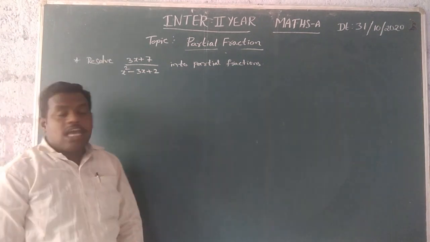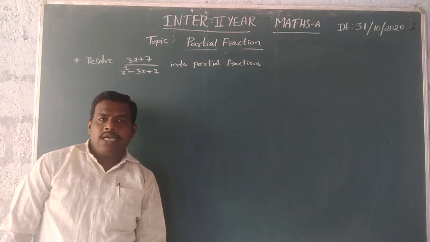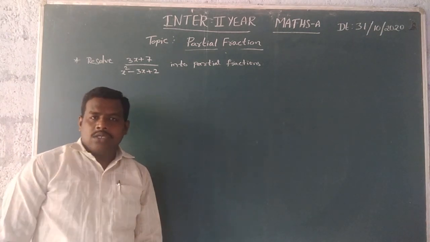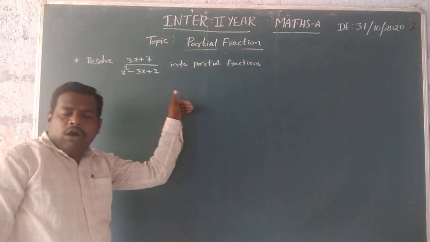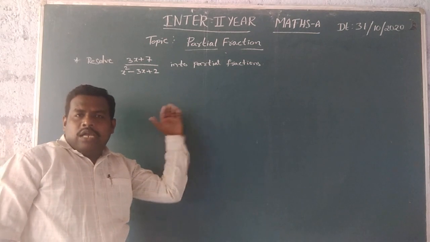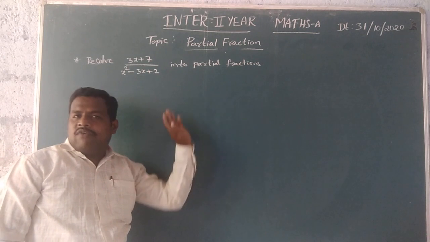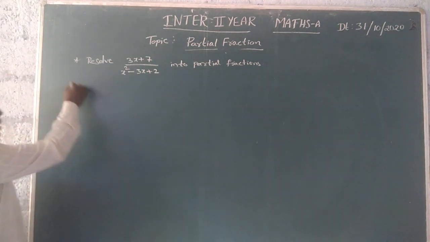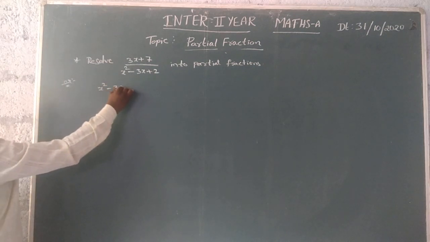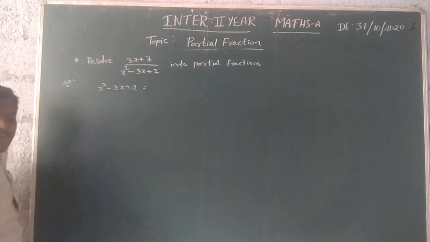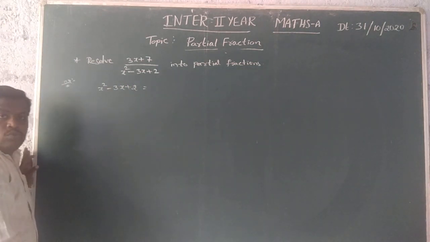X square minus 3x plus 2 is in the form of ax square plus bx plus c. That form represents a quadratic expression. So this quadratic expression can be expressed as the product of two linear factors. So x square minus 3x plus 2 is equal to, now we can split that expression: 1 times 2 is 2, 1 plus 2 is 3.